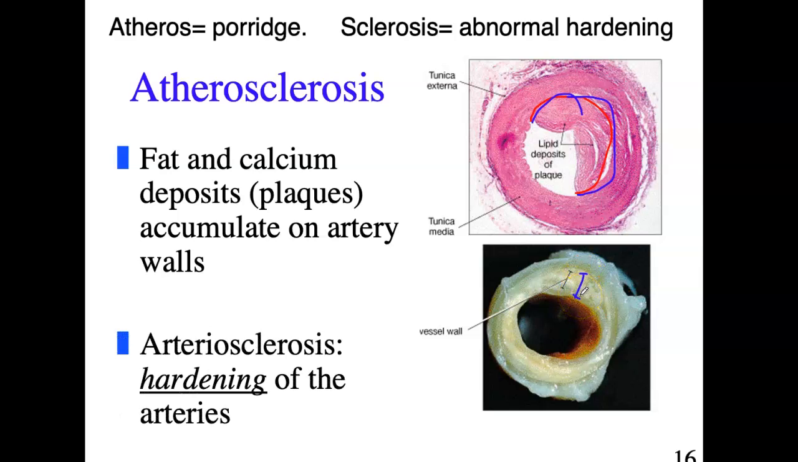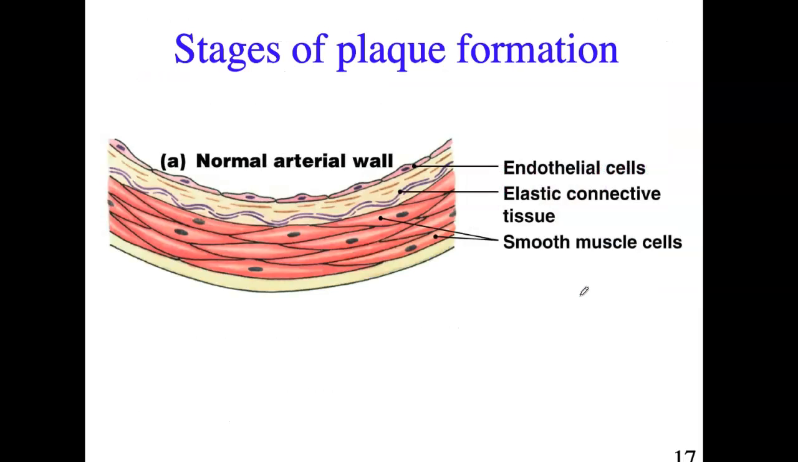The actual word arteriosclerosis is the hardening of the artery, and atherosclerosis is the deposit of that fat. So those two, the hardening and the deposit, are going to create greater peripheral resistance, right? That's what we've been talking about. So let's look at it in stages.